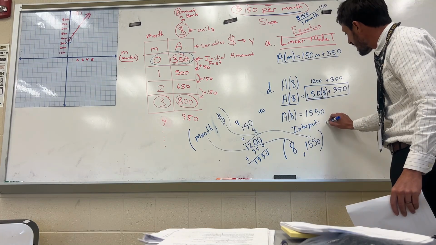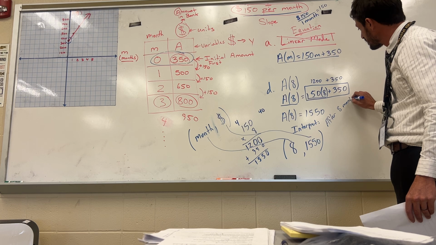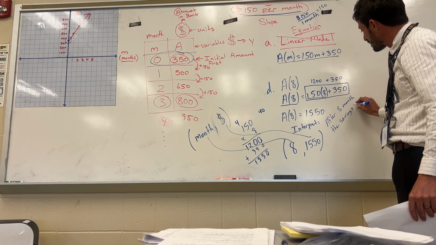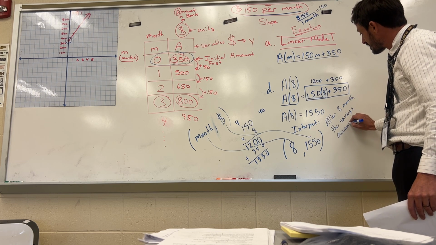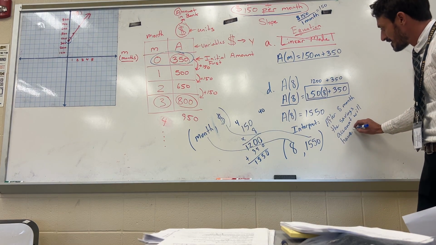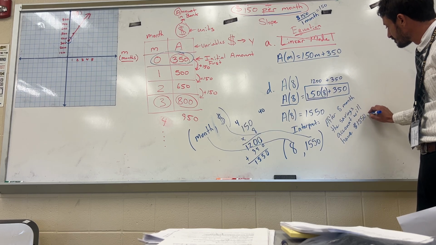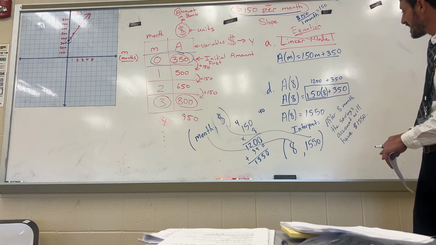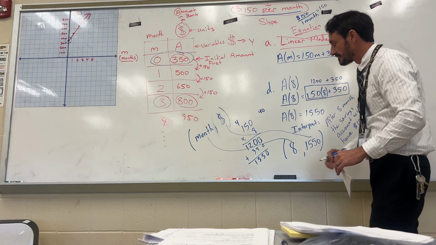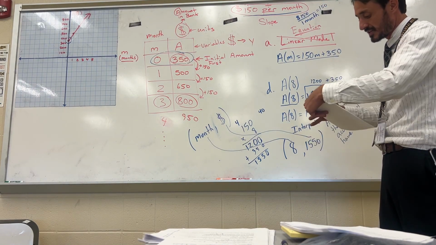What that means is after 8 months, the savings account will have $1,550. Okay, that's good enough. As long as you're mentioning 8 months and that the account will have $1,550, you're good. No matter which way you say it, just make sure you're talking about both of these in your interpretation.